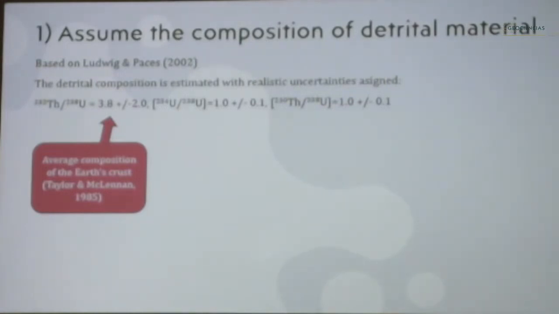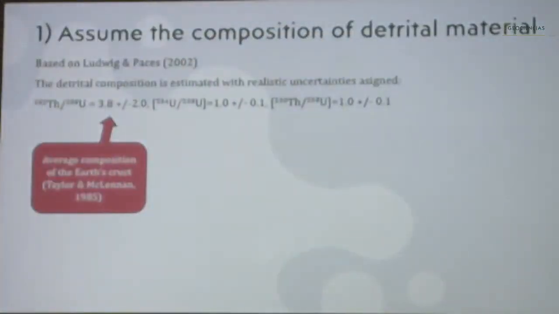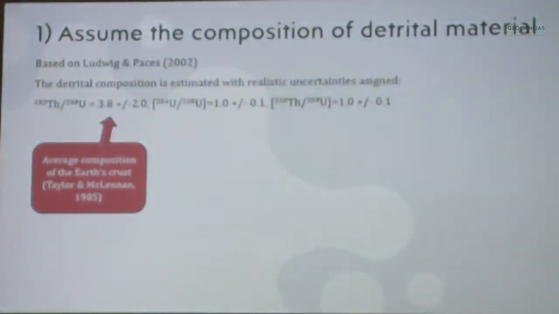The first way to do it is to assume it, and Ken Ludwig started with this method. Let's say, okay, I don't know the isotope composition of the detrital material, but I know that this has been measured for the Earth. So we know the elemental composition of the Earth. There are people working on the elemental composition of the Earth's crust.